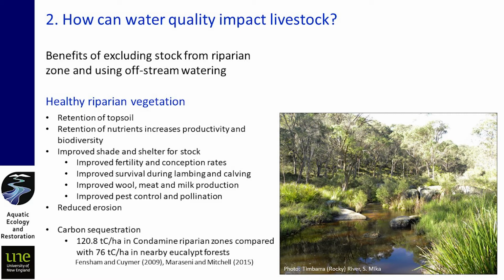And so by improving shade and shelter for your stock, those benefits are to improve their fertility and conception rates, and improve survival during lambing and calving, because they've got those warmer microclimates that are less exposed to temperature extremes. Because they're not expending so much energy in having to maintain their body temperature, they're putting more of that energy into wool, meat or milk production.